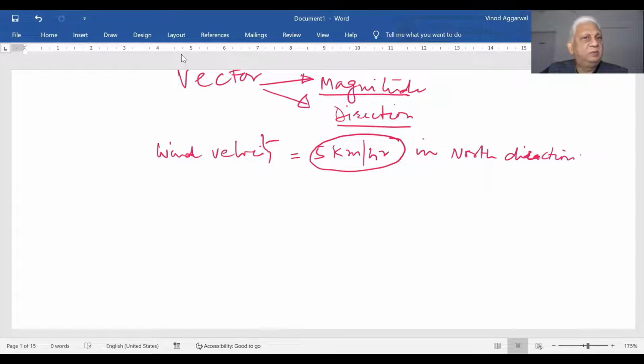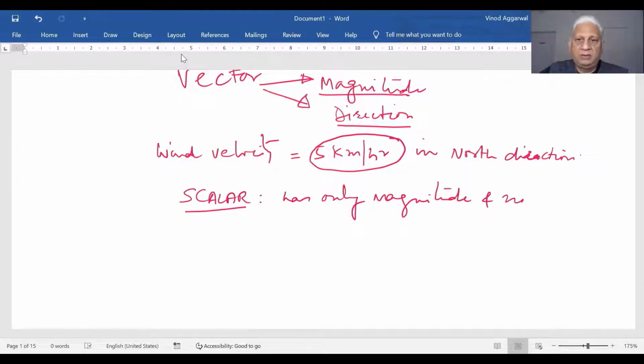Now, how is it different from non-vector quantity? Okay. Let's talk about a scalar quantity. A scalar quantity has only magnitude and no direction. When we say what is your weight, you may say my weight is 50 kg. Do we say what direction? No, because weight does not have a direction.